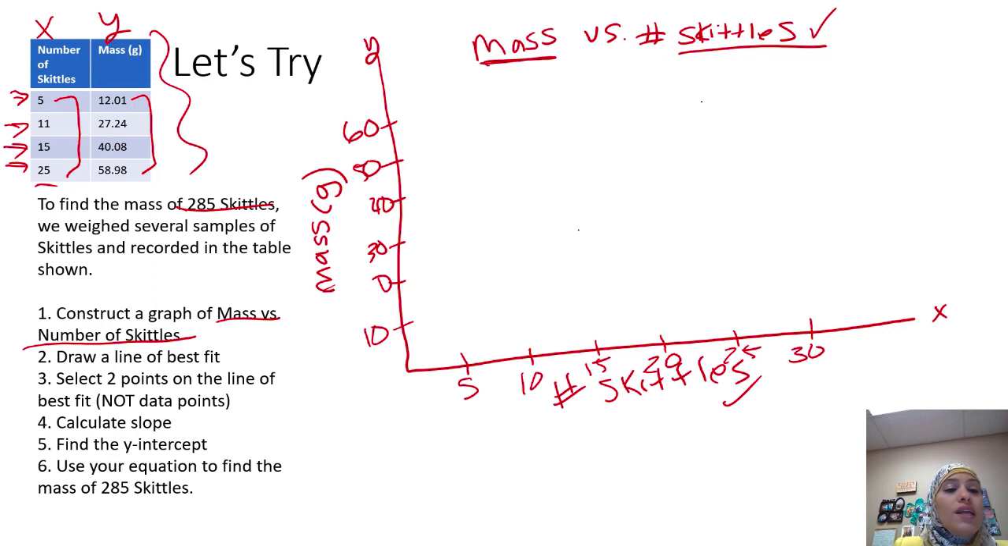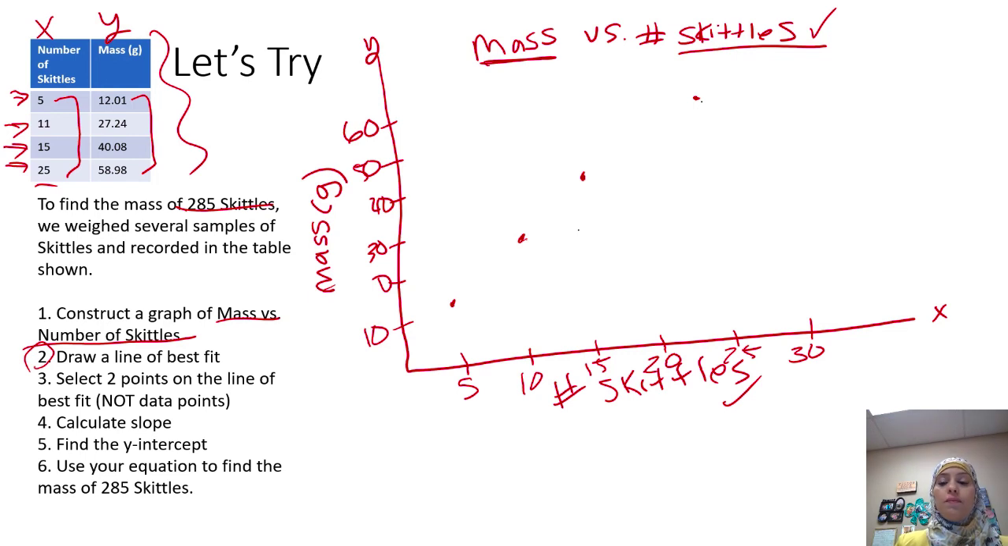The first point is going to be 5, 12, so I'm going to go right here. The second point is going to be about 11, 27, so that's right there, roughly. See the graph paper. And then you go 15, and 40, like that. And then last point, point 4 is 25 and a little bit less than 60, so maybe right there. Okay, now that's your data points.